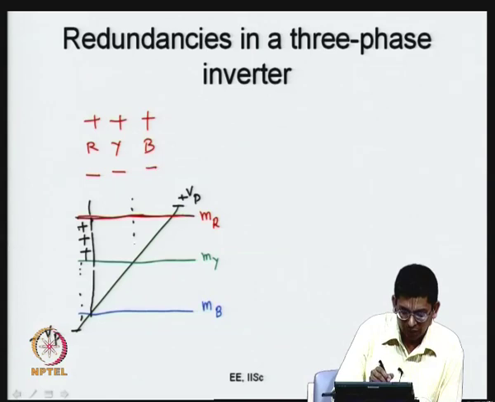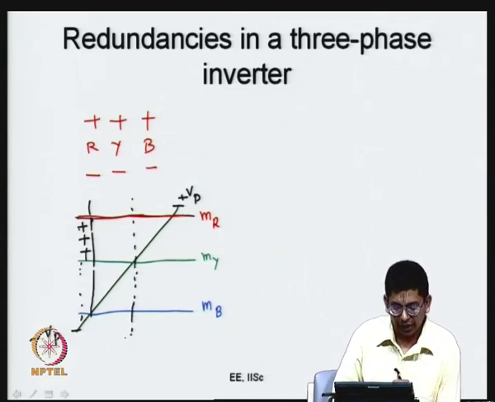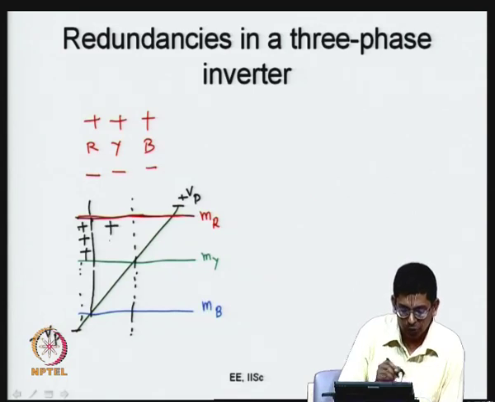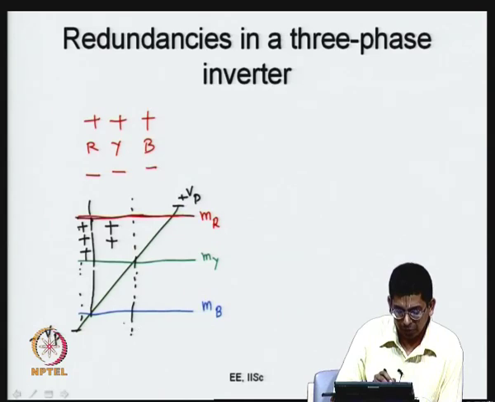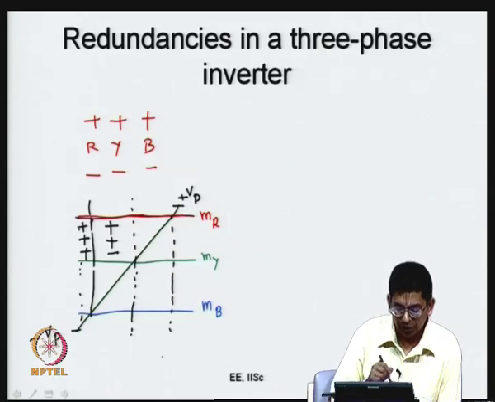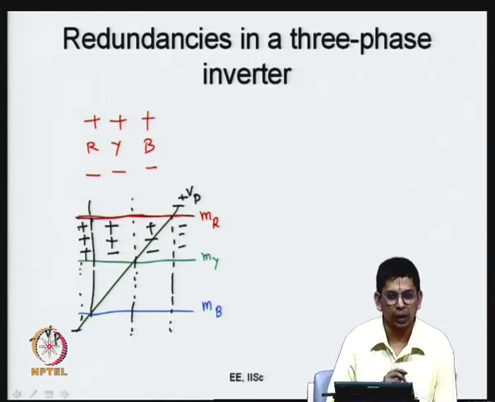Then you have a second interval like this. During the second interval, what happens? R phase continues to be high, yellow phase also continues to be high, but B phase has now gone negative. Then there is a third interval. During the third interval, what happens? R phase is high, yellow phase is negative, B phase is also negative. What happens during the last interval? All the 3 are minus minus minus. This is what happens now.